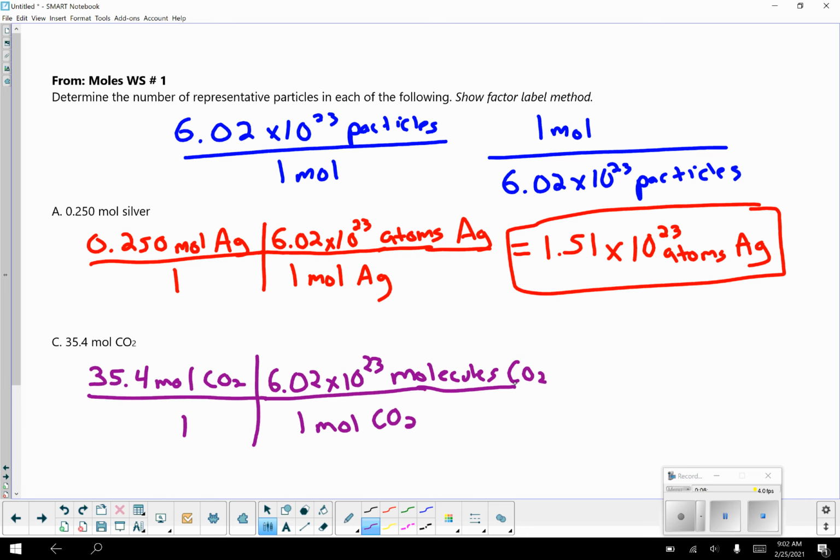And yeah, it's a bit of a pain to write, but you should still write it. And again, this is just a multiplication problem. And if you do the multiplication, what you get is 2.13 times 10 to the 25th. And again, you should put the unit and the substance. Molecules is what we were measuring or converting to. CO2.